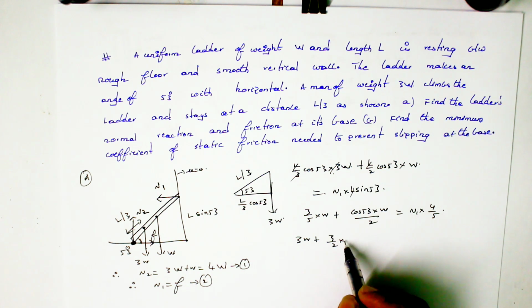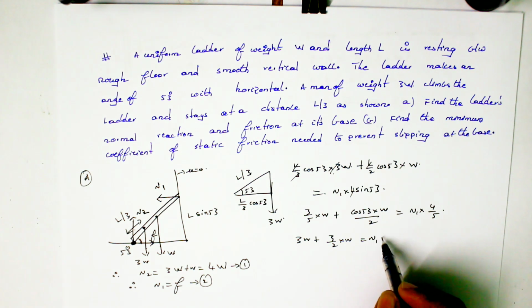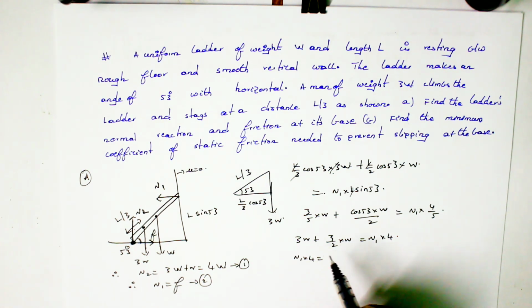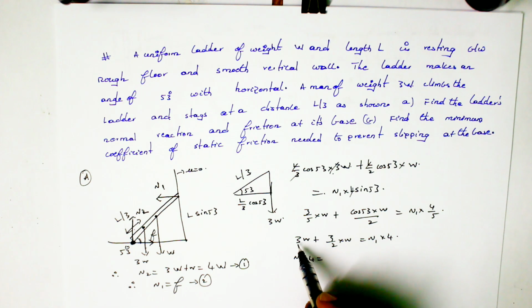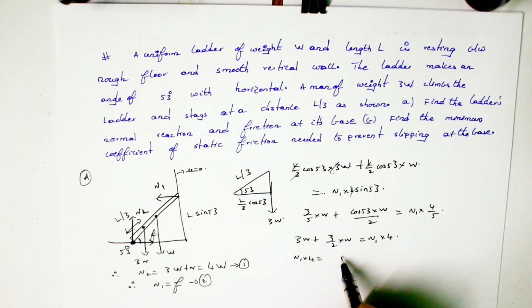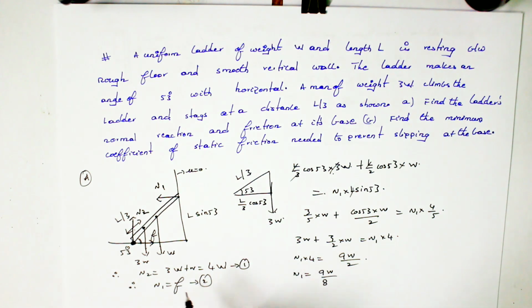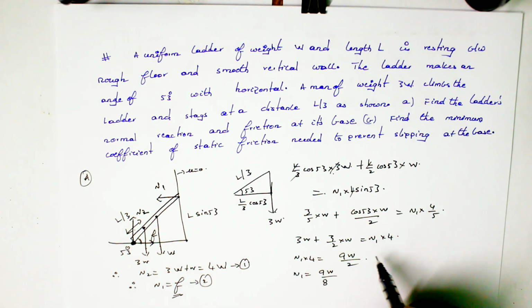So 3 by 2 into W is equal to N1 into 4. Therefore N1 into 4 is equal to, if I take the addition of these two, 6 plus 3, 9W divided by 2. So N1 is equal to 9W divided by 4 2s are 8. So this is the N1 value. So N1 is friction, which we have already calculated here.